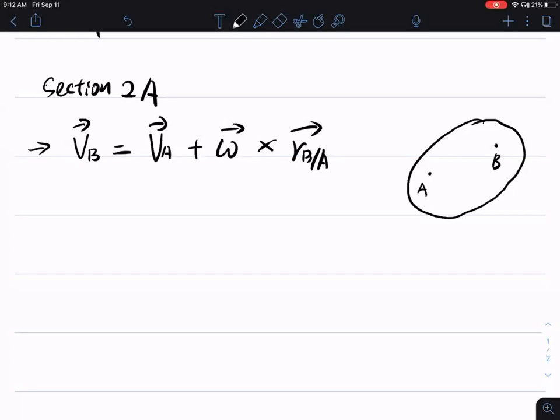Okay, let's look at this equation. First, when you look at that equation, they're all vectors. Both VA and VB are vectors. Omega here, write a note down: it's the angular velocity of the rigid body. The angular velocity of the rigid body. It's the same rigid body A and B are on.